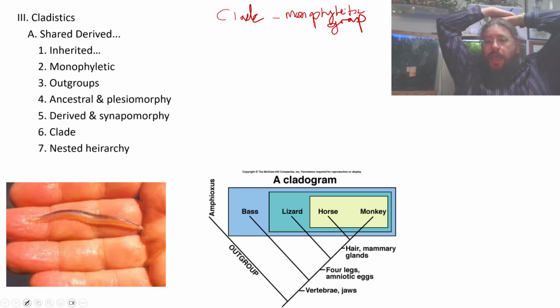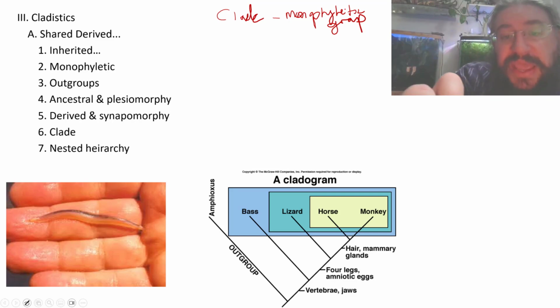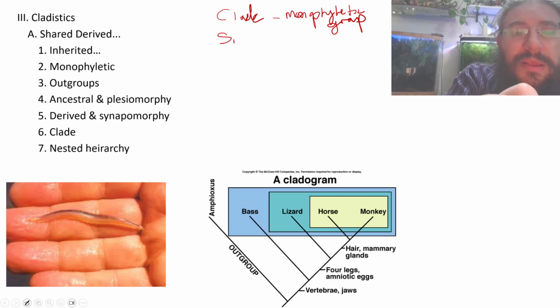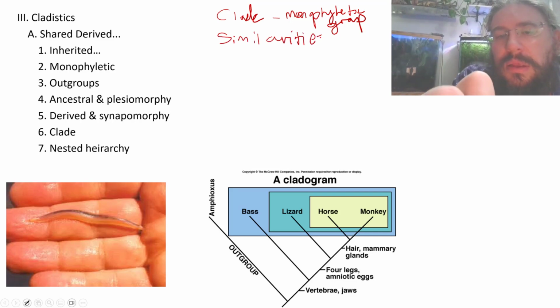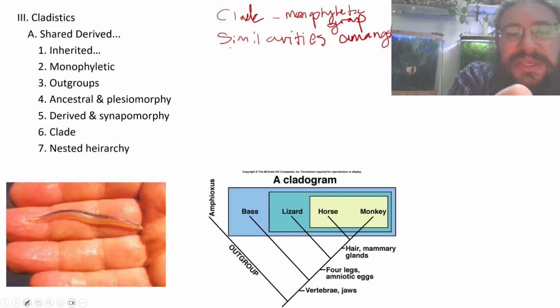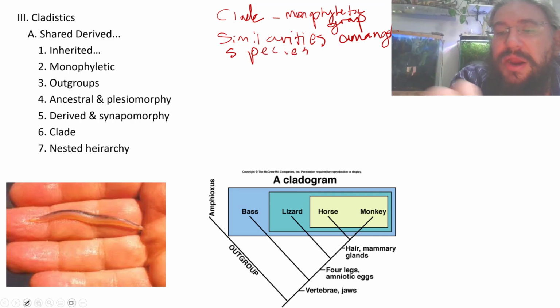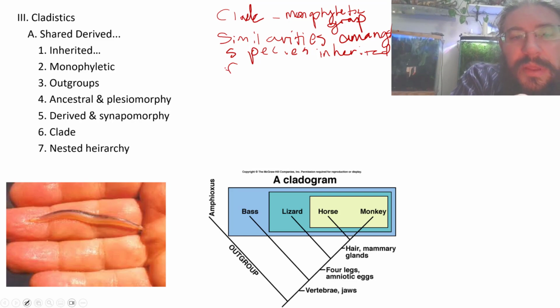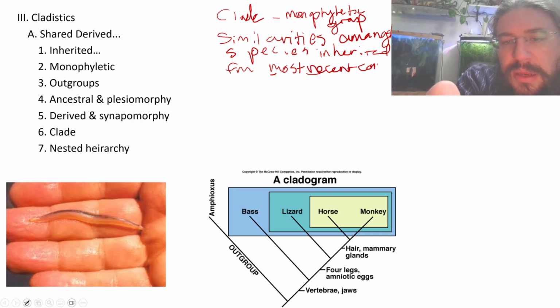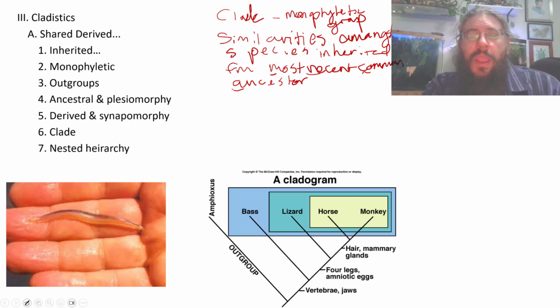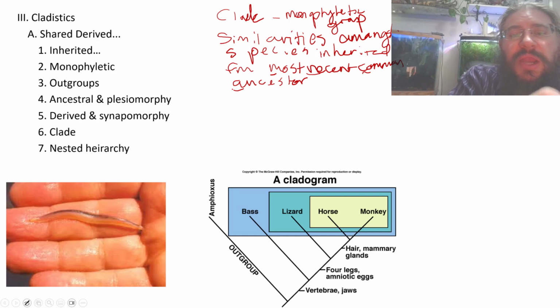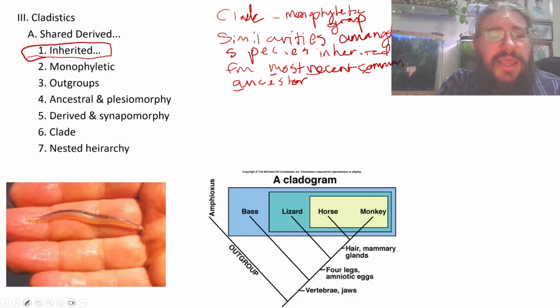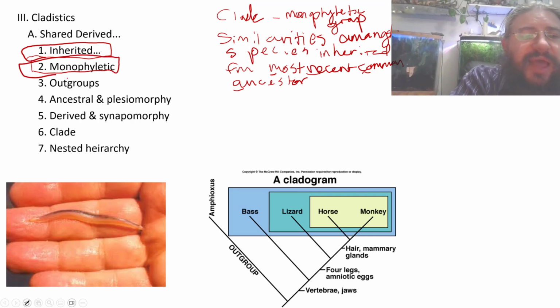What else is a clade? Because it's monophyletic, we are looking at similarities amongst species that are inherited from the most recent common ancestor. In other words, we are looking at inherited characteristics to create our clades. A clade is always monophyletic.